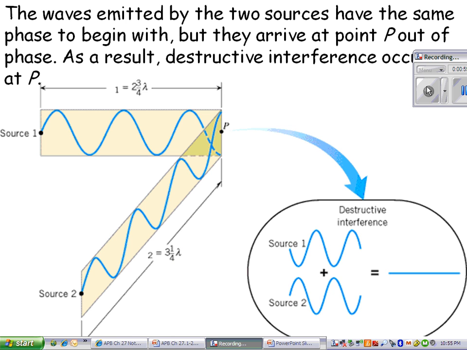So here is our example of destructive interference. You'll notice that they're in phase, but source 1 is 2 3/4 wavelengths away. Source 2 is 3 1/4 wavelengths away. That's a half wavelength difference. Therefore, destructive interference will occur at this point. So the light waves will cancel each other out, and it'll be a dark spot right there.